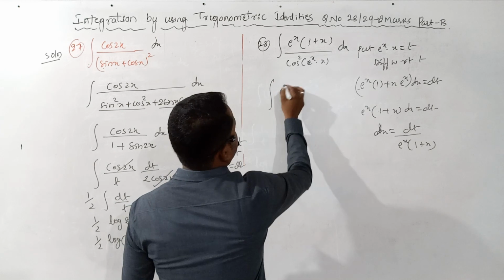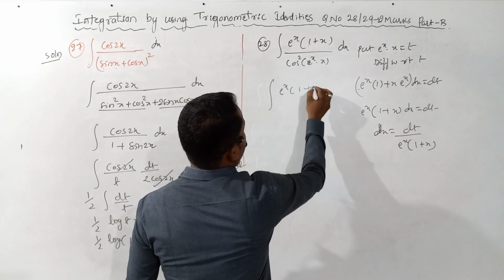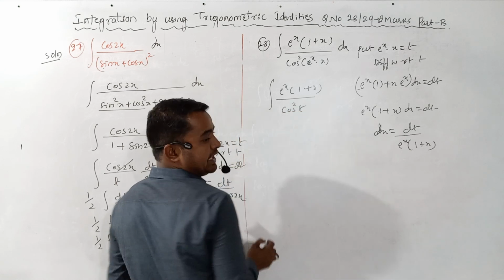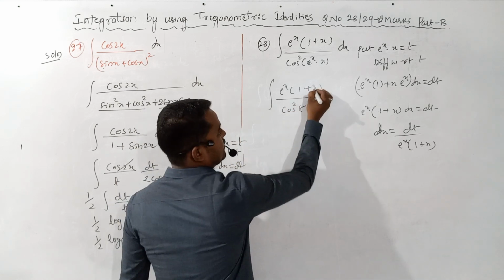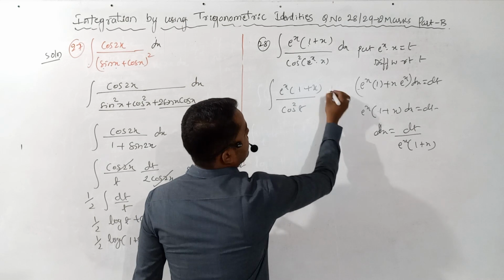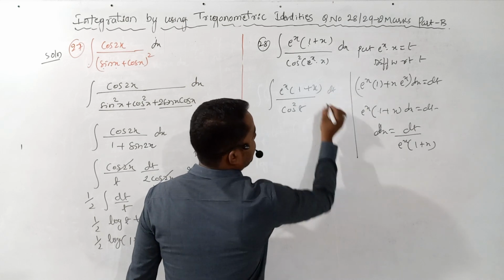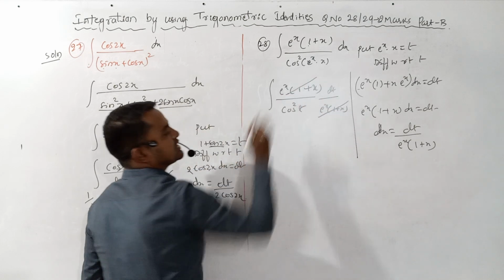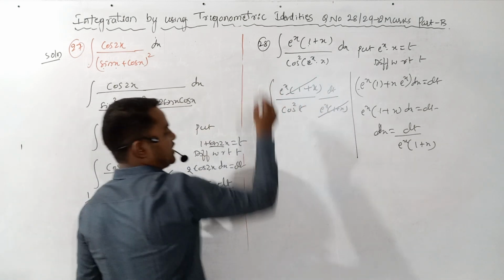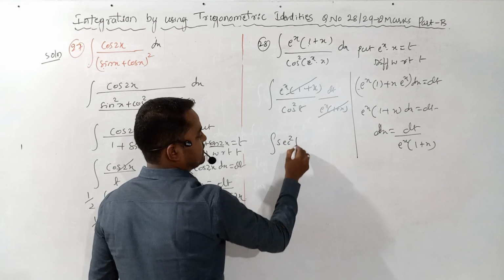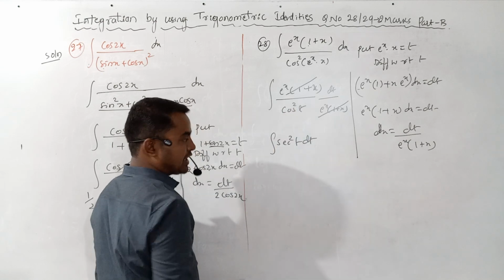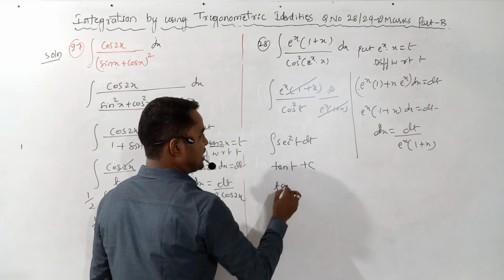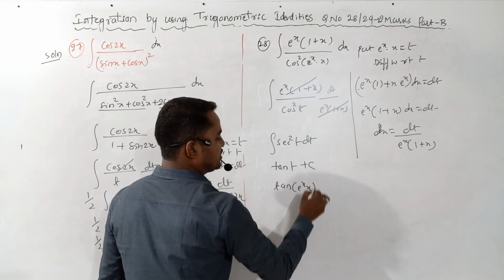Now this one, e raised to x into 1 plus x as it is, divided by cos square t, and dx means dt divided by e raised to x into 1 plus x. So this term gets cancelled. 1 by cos square is sec square t. Integration of sec square is tan t plus c. What is the value of t? tan of e raised to x into x plus c.